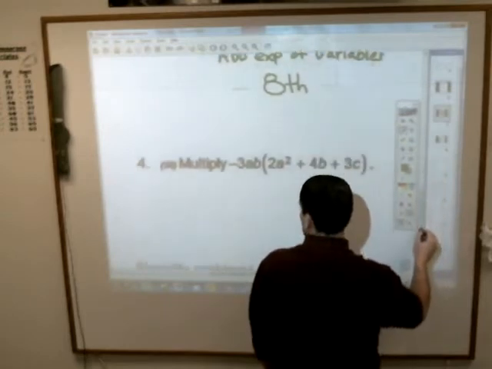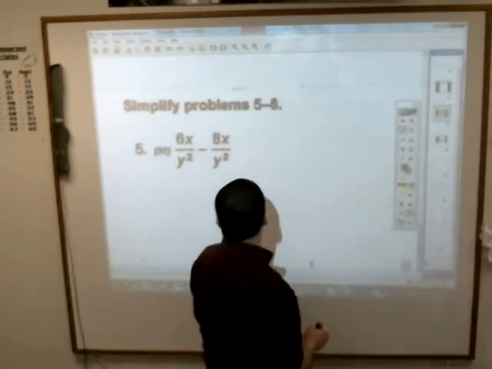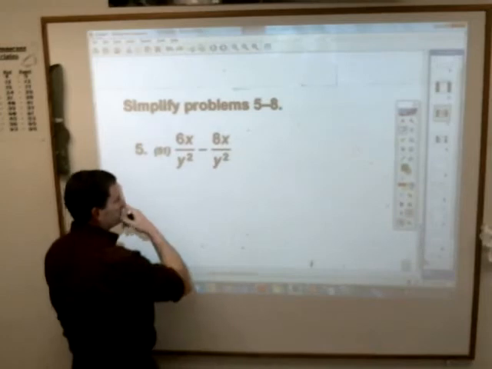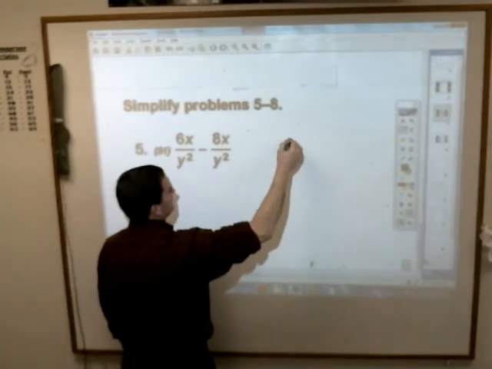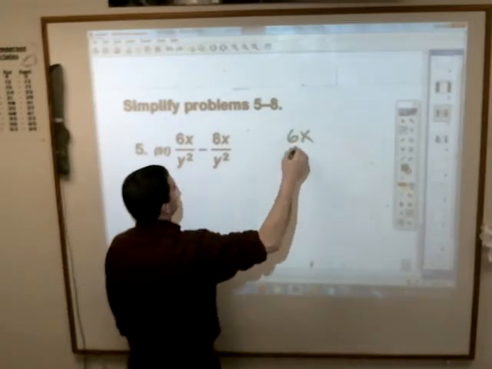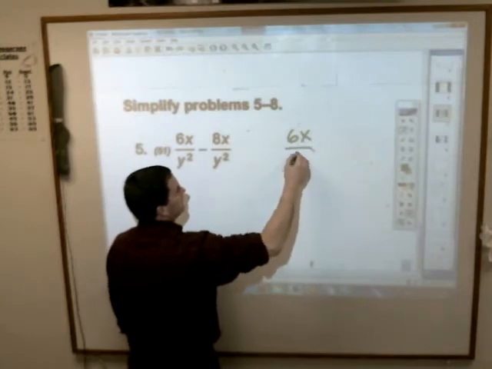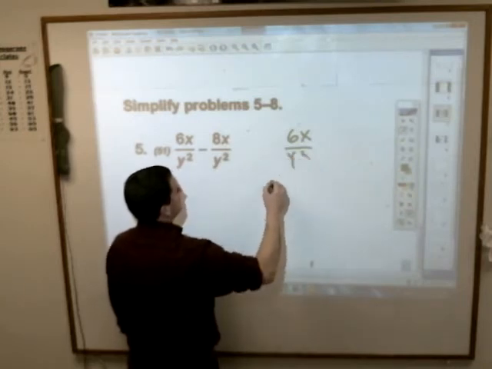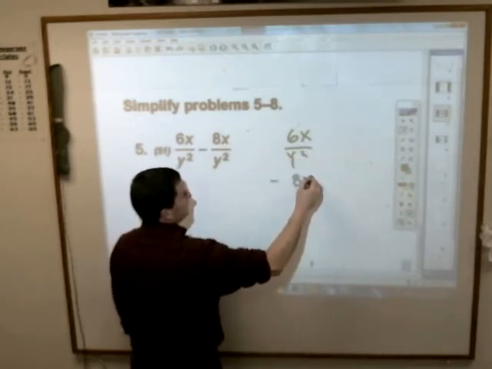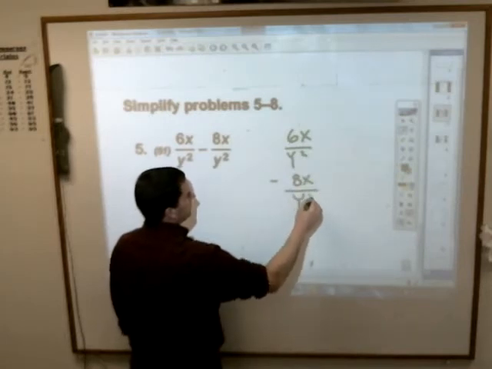I got just -2x. Well, let's take a look. See here. First thing, I always like to write these up and down. 6x over y squared minus 8x over y squared.